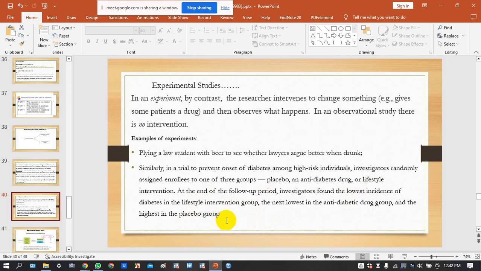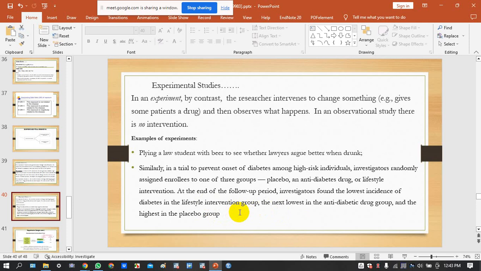So you want to determine the incidence of diabetes, new cases of diabetes. So you get three groups: placebo group, anti-diabetic group, those who are on anti-diabetic medications, and those who are on lifestyle intervention. At the end of the follow-up period, investigators found there was a lower incidence of diabetes in those who do lifestyle. They check their diet well, they don't eat meat, they don't eat fish, and they don't eat anything.